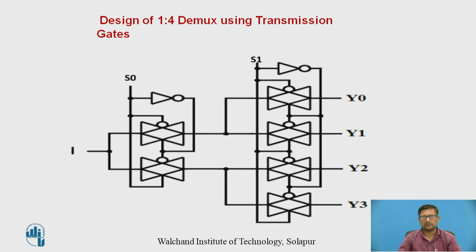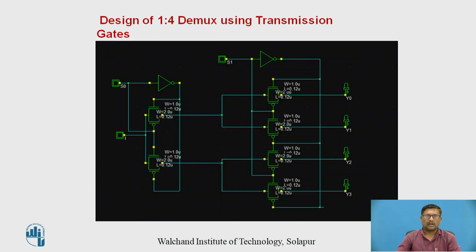So when S0 and S1 both are low, that is 0, Y0 will be activated. When S0 is low and S1 is 1, Y1, like this. When both are high, Y3 will be activated. So this design we have to make by using DSCH schematic software. After designing, we can get this particular layout by using the DSCH software. So now we will move towards this particular design, and we will design the 1:4 demultiplexer using DSCH now.